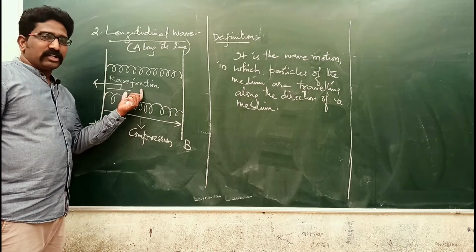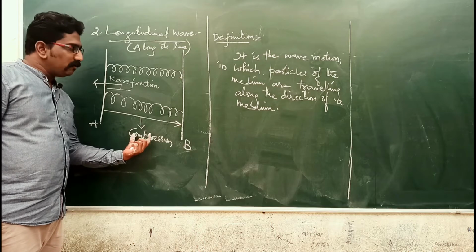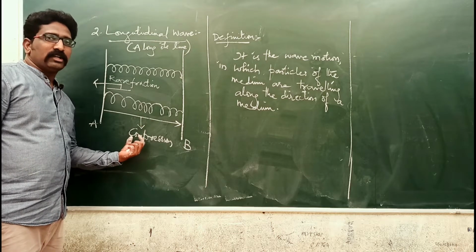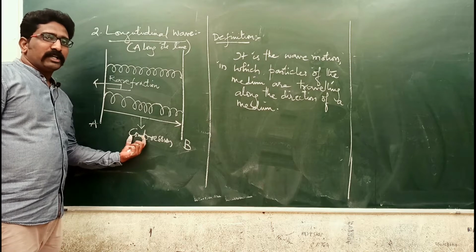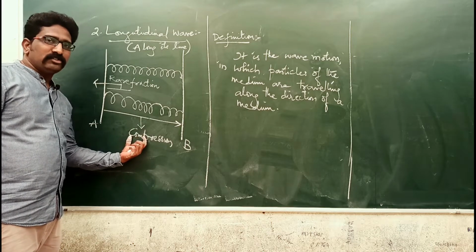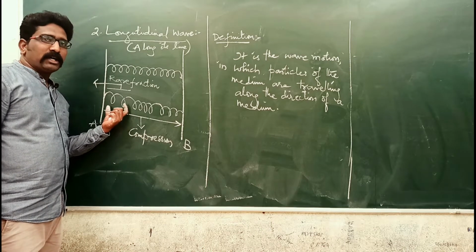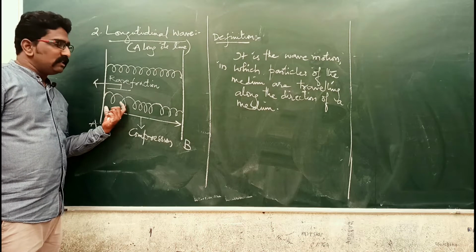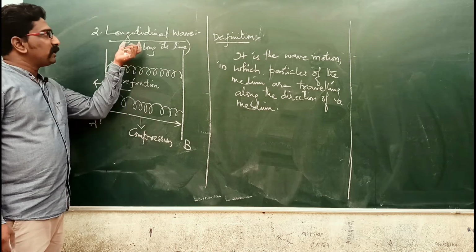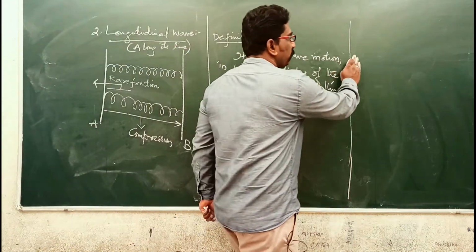Compression and rarefaction. Compression is a region in the wave motion where the particles are very close to each other. Compression is a region where the particles in the medium are very close to each other. Rarefaction is a region in the medium where the particles are far away from each other. These both are very important terminologies which we are supposed to study in this concept called longitudinal wave. So let us see now the definition of compression.